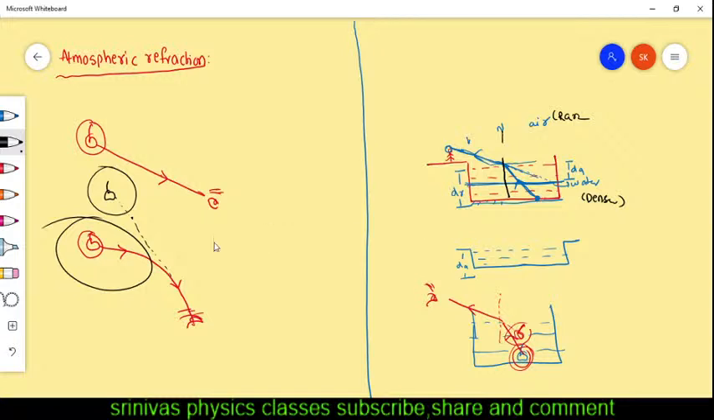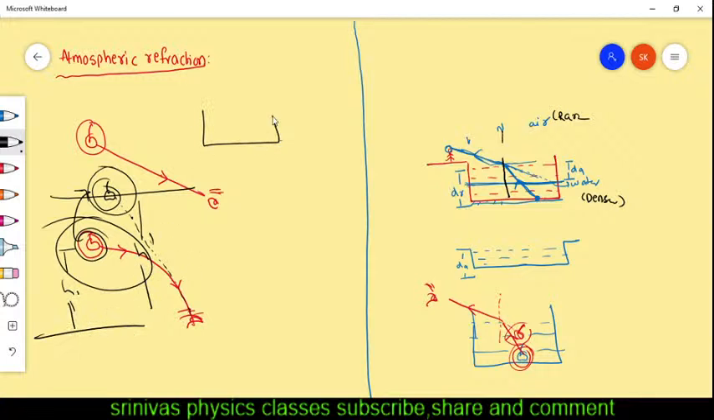This happens due to the light. You have to extend the light ray in a straight line. When you extend it, at this location, instead of the original object, its image appears at some other location. The original object does not appear, and the observer feels that the object is at a long distance. Originally the object is at height h, but the observer feels that the object is at height h dash. This happens due to refraction.